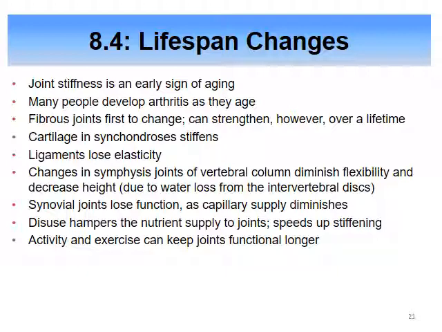Then our book goes into, again, what happens as we get older. Joint stiffness, arthritis as we get older, especially osteoarthritis. Fibrous joints start to change, cartilage changes. But yeah, so all kind of depressing things happening as we get older.